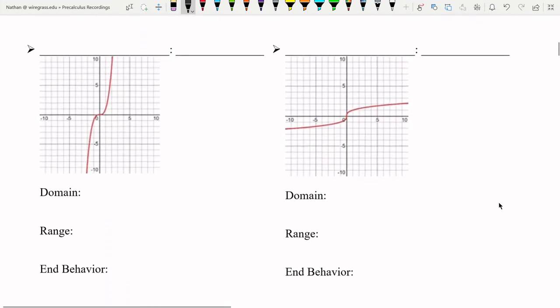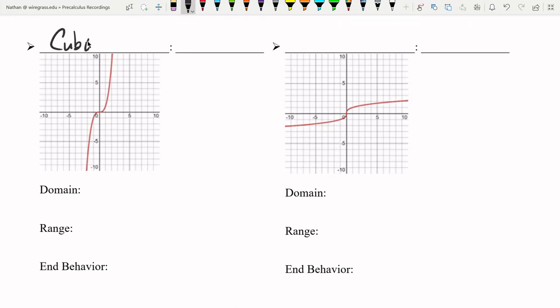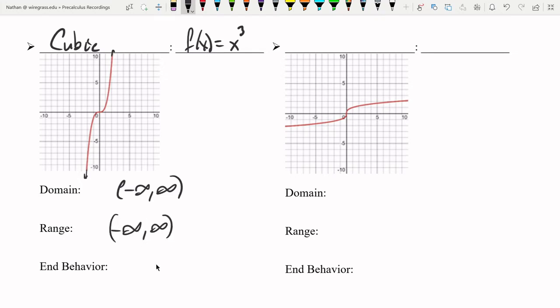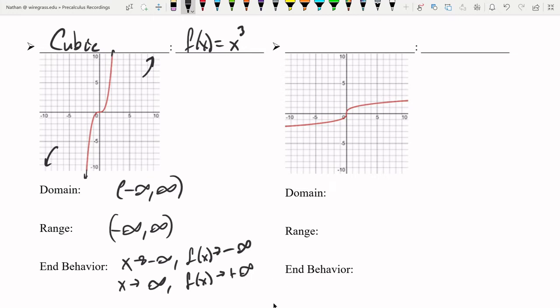Okay, the next parent function, this is the cubic function. This is just f of x equal to x cubed. And there's no issues with cubing any number, so every number can be cubed. That means the domain is everything. And you can see it goes down indefinitely, it goes up indefinitely, so the range is also everything. The end behavior, of course, it goes up to the right and down to the left. So as x goes to negative infinity, f of x goes to negative infinity, x goes to positive infinity, f of x goes to positive infinity.